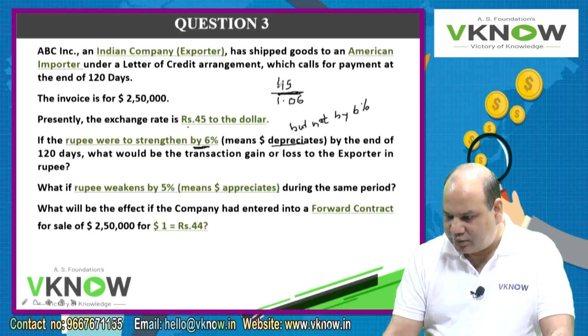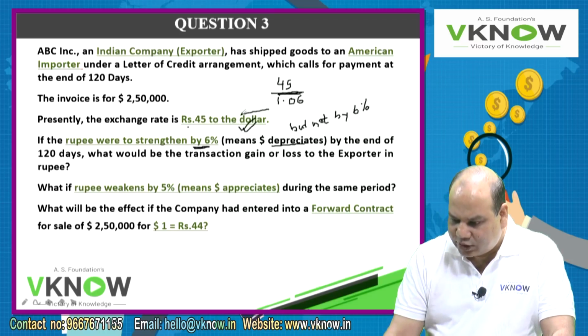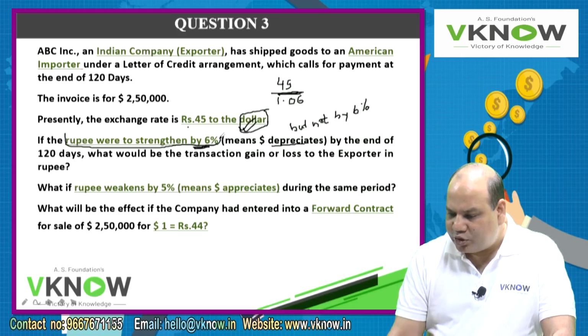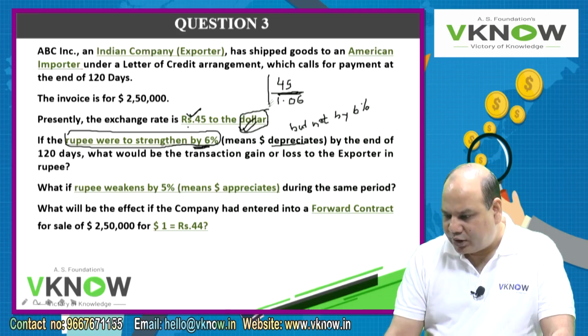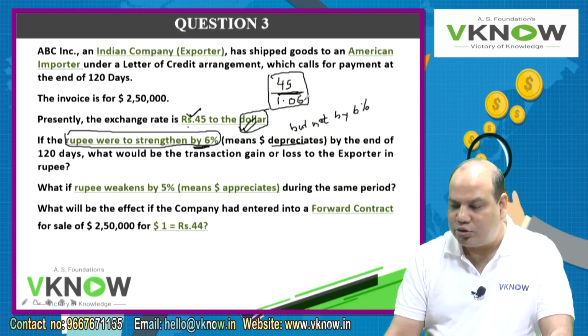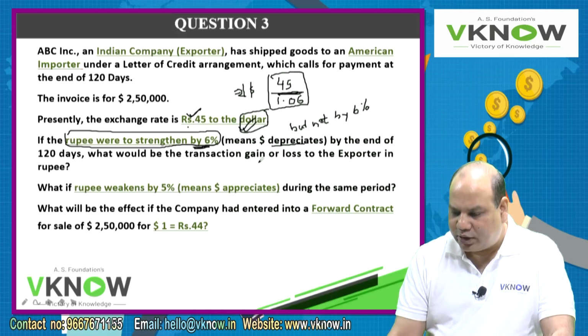So to get the expected exchange rate, because now the rate is given per dollar, understand the difference. Rate is for dollar, and this question is more clear as to which currency appreciates, but appreciation is given in rupees. So the expected rate will be 45 divided by 1.06 rupees per dollar. By the end of 120 days, what would be the transaction gain or loss to the exporter in rupees?